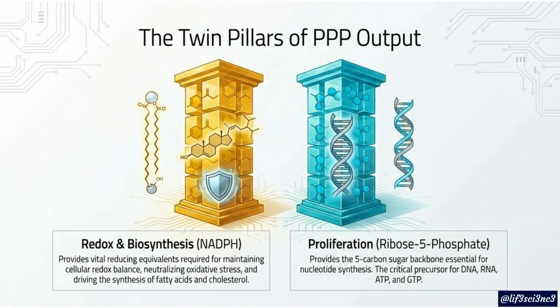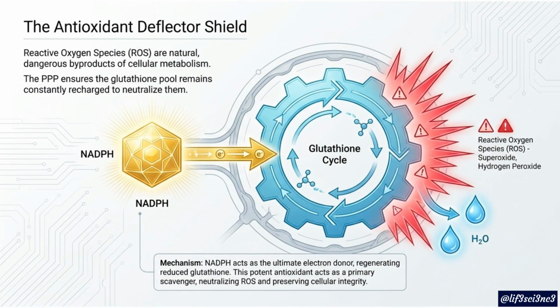Everything we have looked at supports the twin pillars of cellular output. The left pillar represents redox and biosynthesis. By generating NADPH, the pathway provides vital reducing equivalents required for maintaining cellular redox balance, neutralizing oxidative stress, and driving the heavy synthesis of fatty acids and cholesterol. The right pillar represents proliferation. It provides the essential 5-carbon sugar backbone required for nucleotide synthesis, acting as the critical precursor for DNA, RNA, ATP, and GTP.